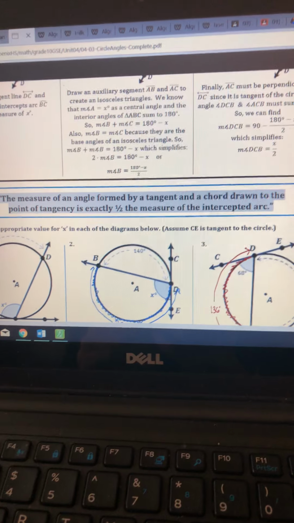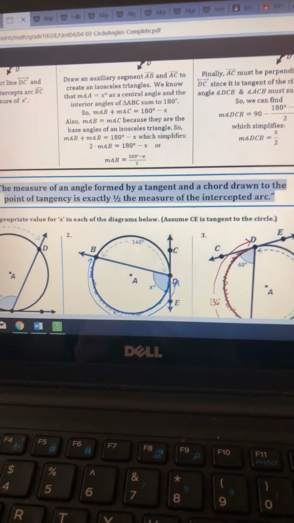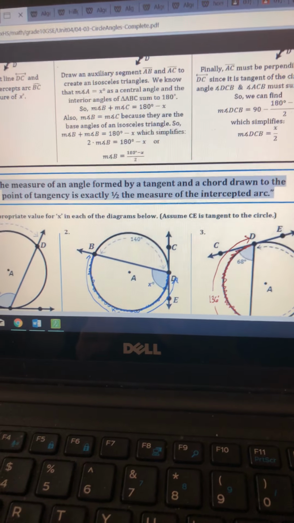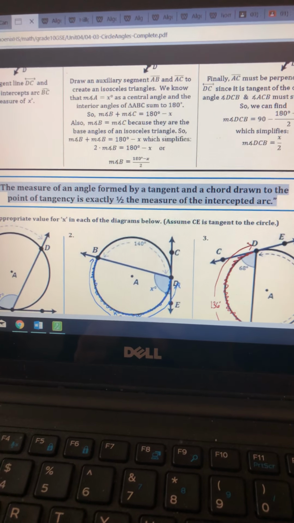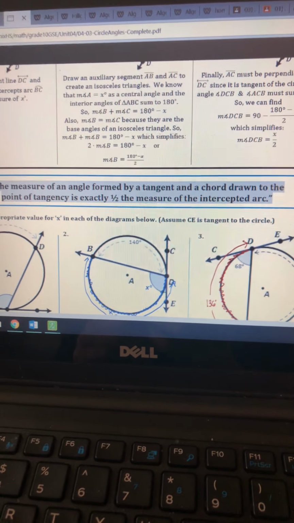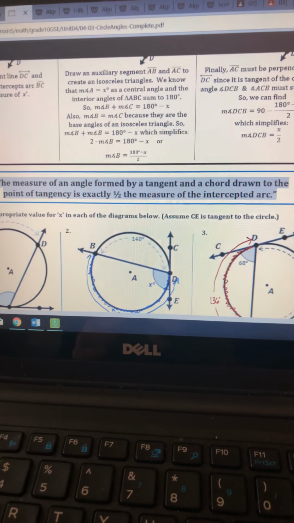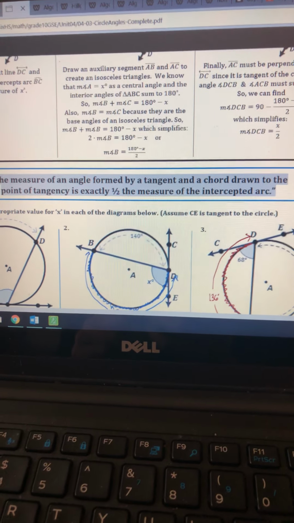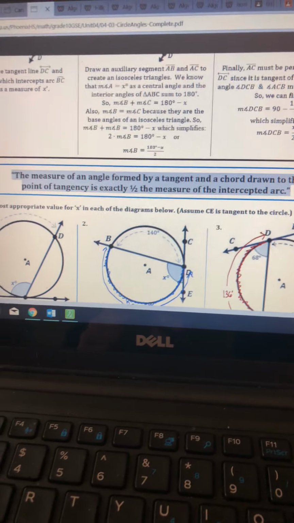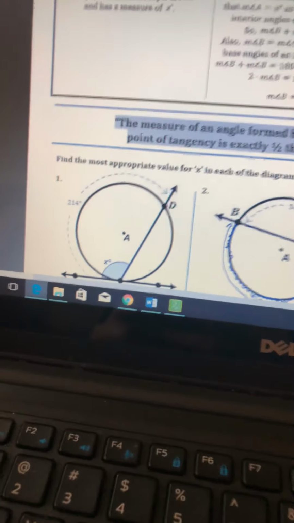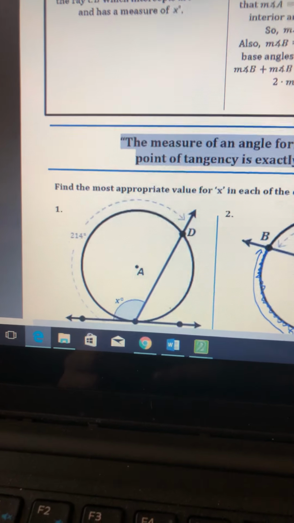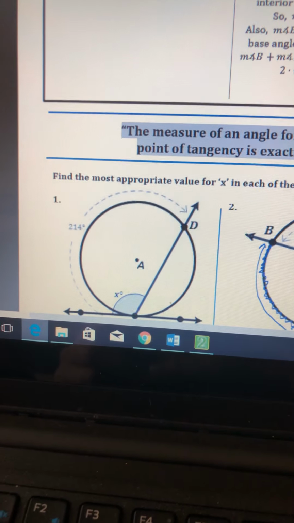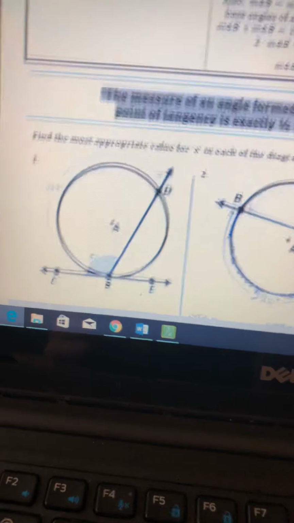So basically, that leads us to this statement, which says the measure of an angle formed by a tangent and a chord drawn to the point of tangency is 1/2 the measure of the intercepted arc. This is just like the inscribed angle, so it's kind of easy to remember. Because if you remember, the inscribed angle of a circle is equal to 1/2 of its intercepted arc. Well, the same is true of a tangent and a chord here. So let me erase this.